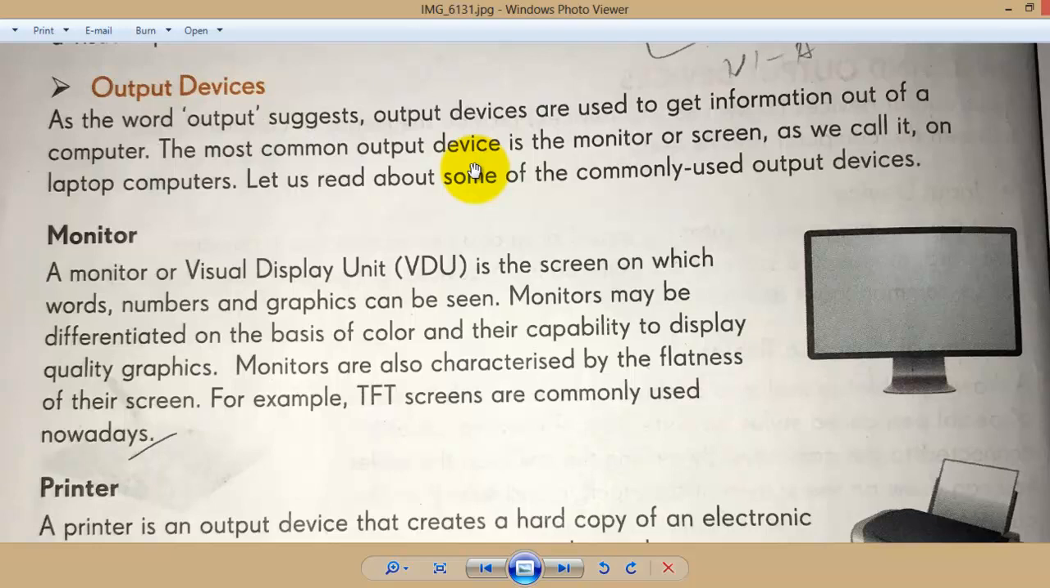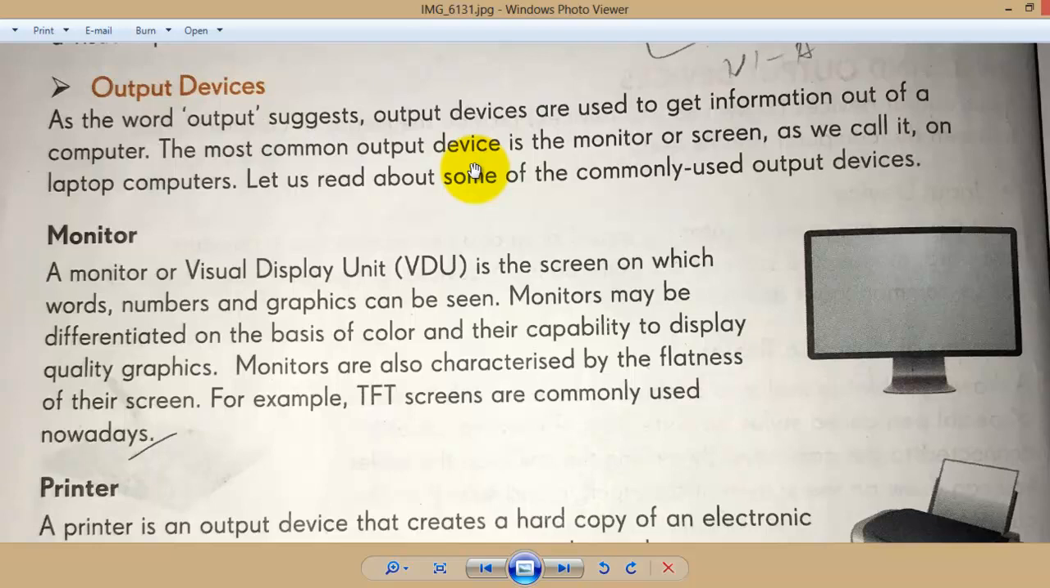Monitors may be differentiated on the basis of color and their capability to display quality graphics. The monitor which we use to see is divided into different types according to their capability to display high graphics. So while you want to play games and you want very clear images, it will be much costlier than the one which doesn't display so clearly. The quality wise, it will be different.